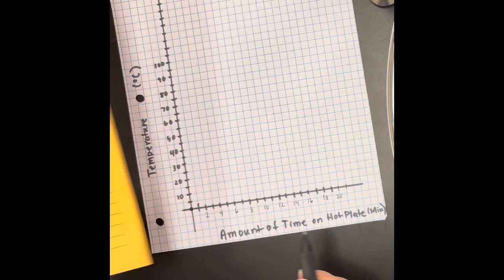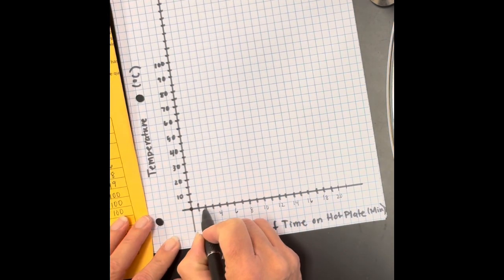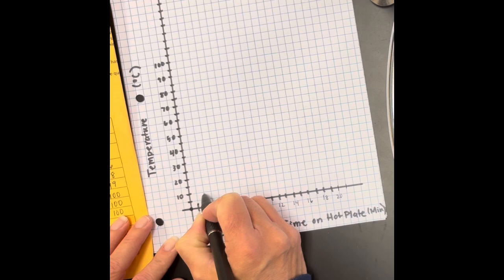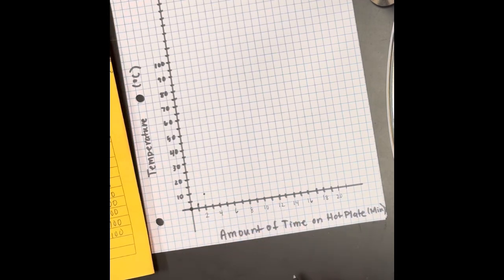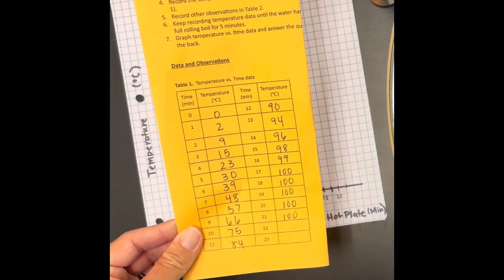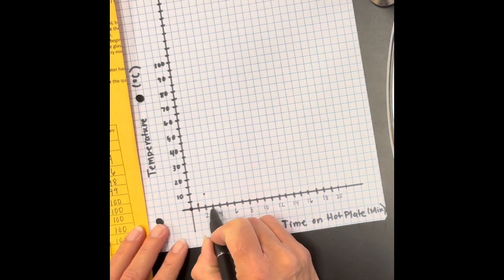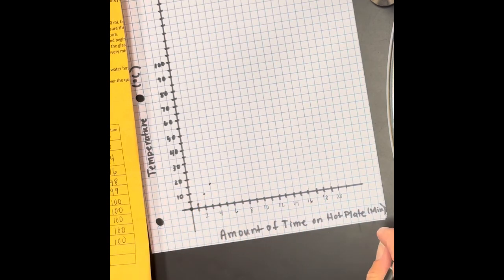Okay, then at my second minute, it's 2 minutes and 9 degrees. So 2 minutes, and I'm going to go up to almost 10, because it's not at 10, it's at 9. Then I'm going to go up to my third one. I've got 3 minutes and 15 degrees. So 3 minutes, and now I'm going up to 15. So I'm going to continue this until I plot all of my points.